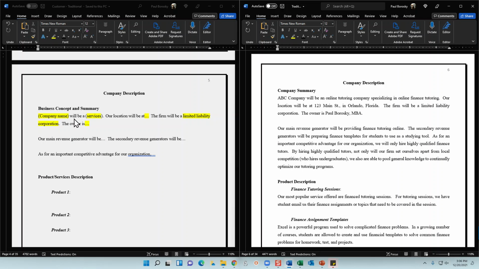I do use this structure right here where I'm going to introduce the company name, what you're going to do. Maybe you're going to have a specialization, where you're going to be located. If you're a home office, I'll put city and state. What kind of legal structure you're going to have? Limited liability corporation. Is it going to be an LLP, limited liability partnership? Is it going to be a corporation? Is it going to be a partnership? Is it going to be sole proprietor? Whatever it's going to be, I'm going to state it and put it there. Also, I'm going to include the owners.